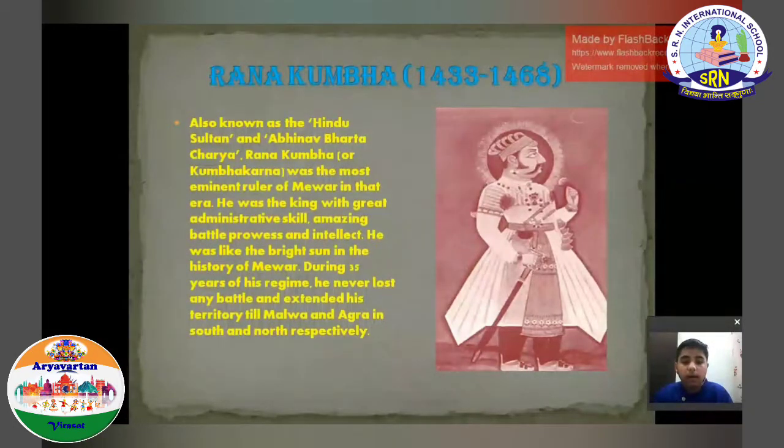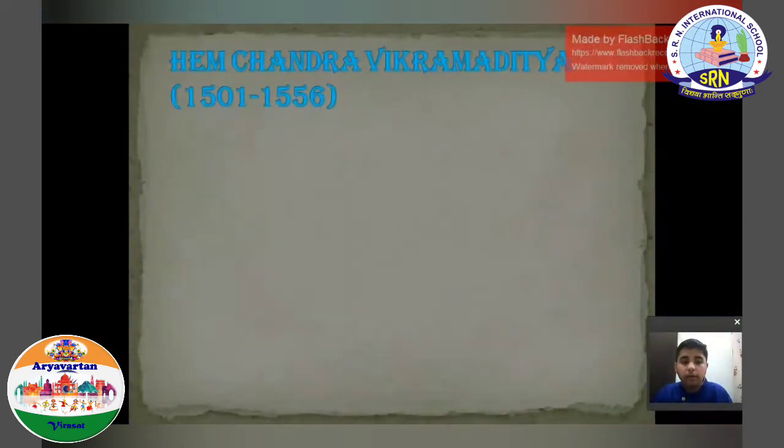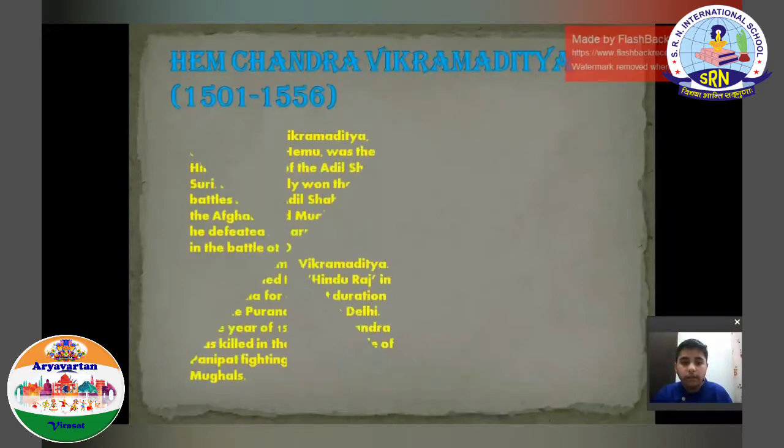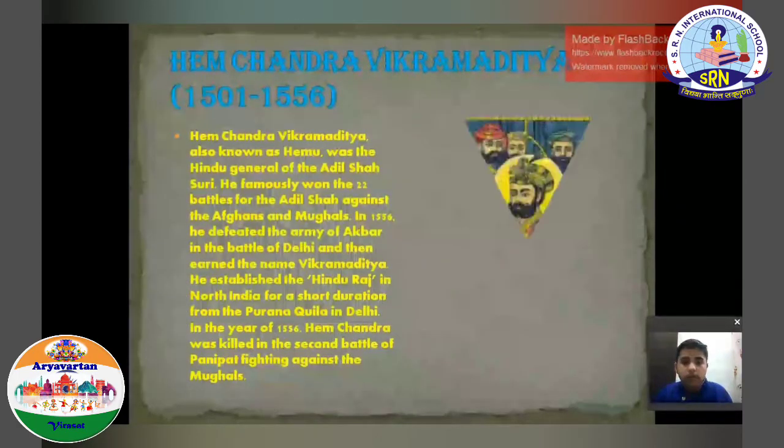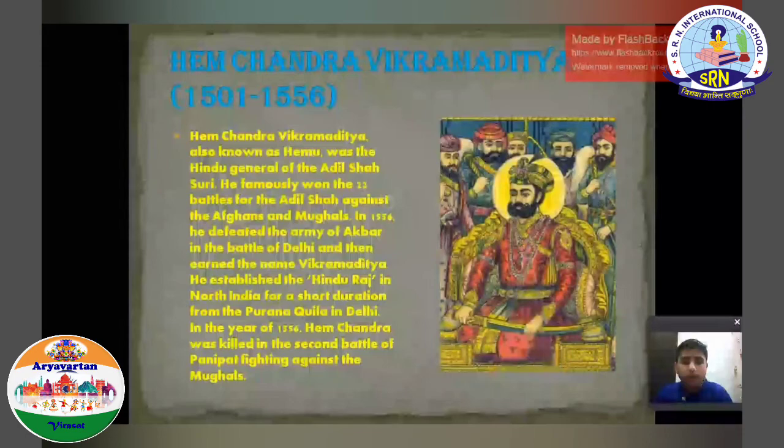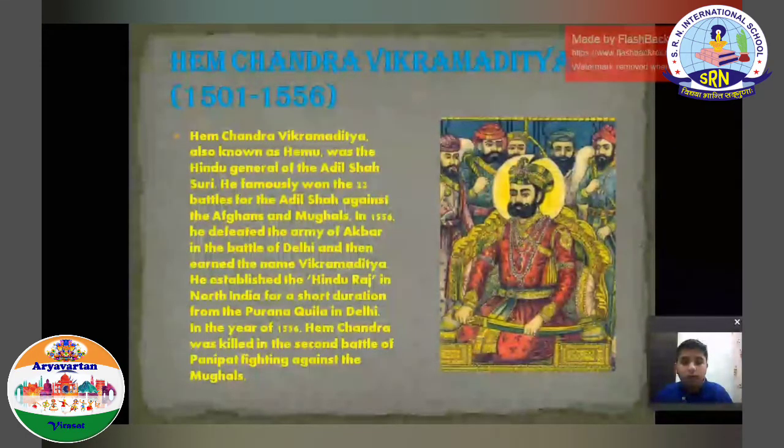Vikramaditya, 1501-1556. Hemchandra Vikramaditya, also known as Hemu, was the Hindu general of Adil Shah Suri. He famously won 22 battles for Adil Shah against the Afghans and Mughals. In 1556, he defeated the army of Akbar in the Battle of Delhi and then earned the name Vikramaditya.